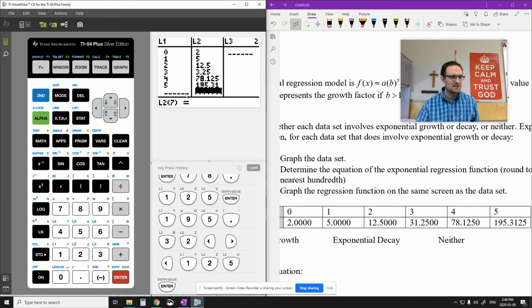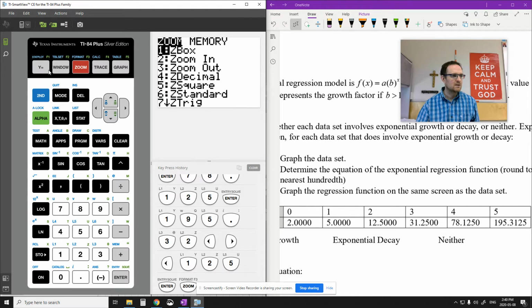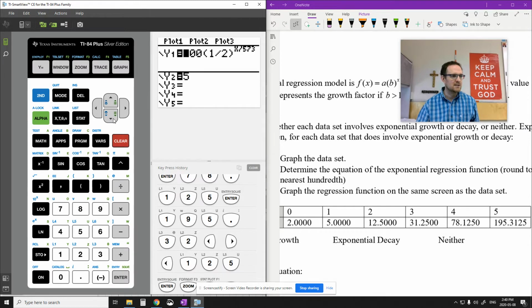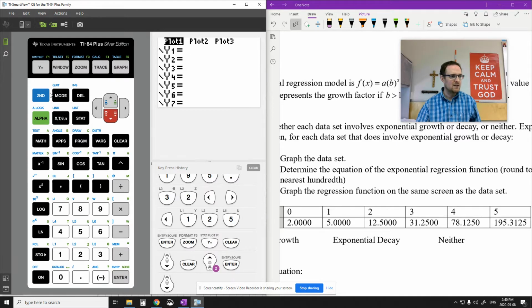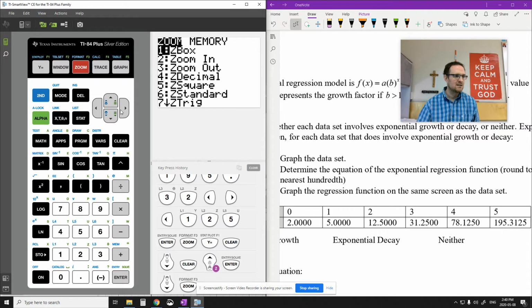Everything lines up nicely. So first I'm going to go y is equal to, and get rid of the stuff that's in here. Go up to the plot first. So I'm going to turn on plot 1. Once plot 1 is turned on, now I can go zoom stat. Stat, I believe, is number 9. Yeah, there it is, zoom stat.